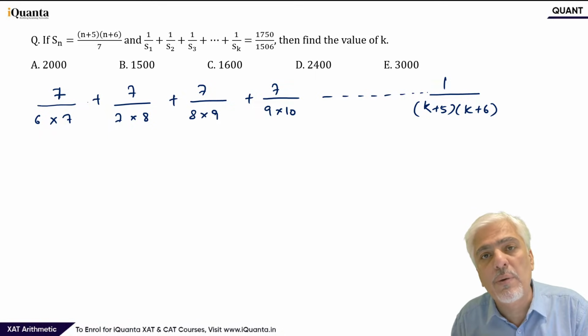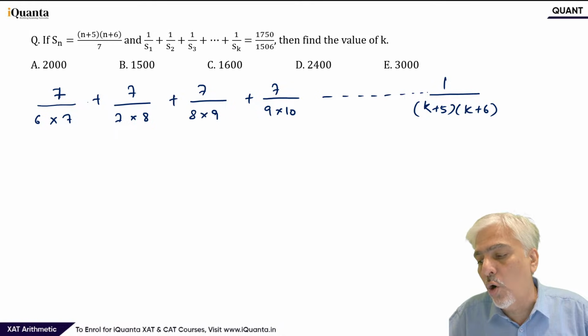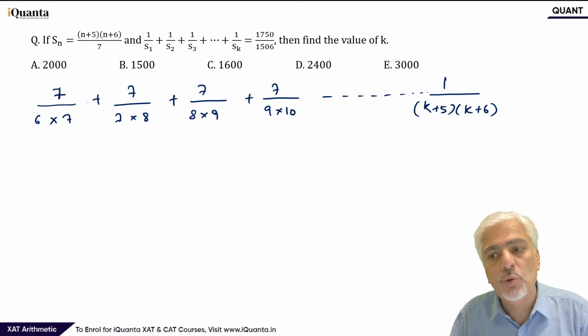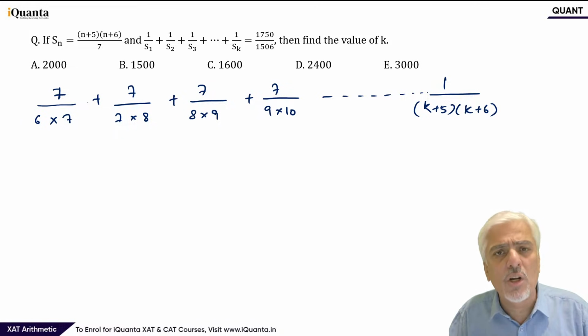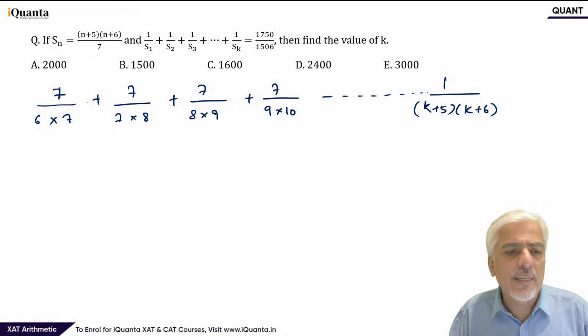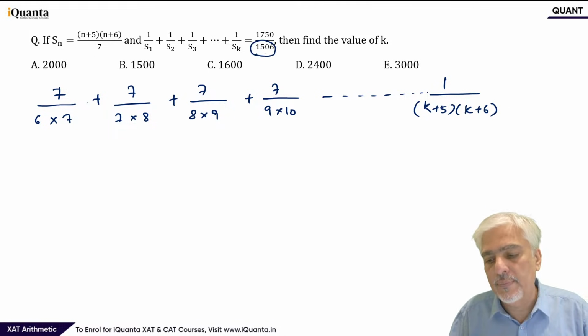Now, the rule, if you remember, which I have explained to you earlier also for such a series, the shortcut I've explained is just add all the numerators. So 7 plus 7 plus 7 plus 7, k times, because we are going till the kth term. So my numerator will actually become 7k. No, it will not become 7k. Once again, yeah. So the logic is I'm looking at this 1506.